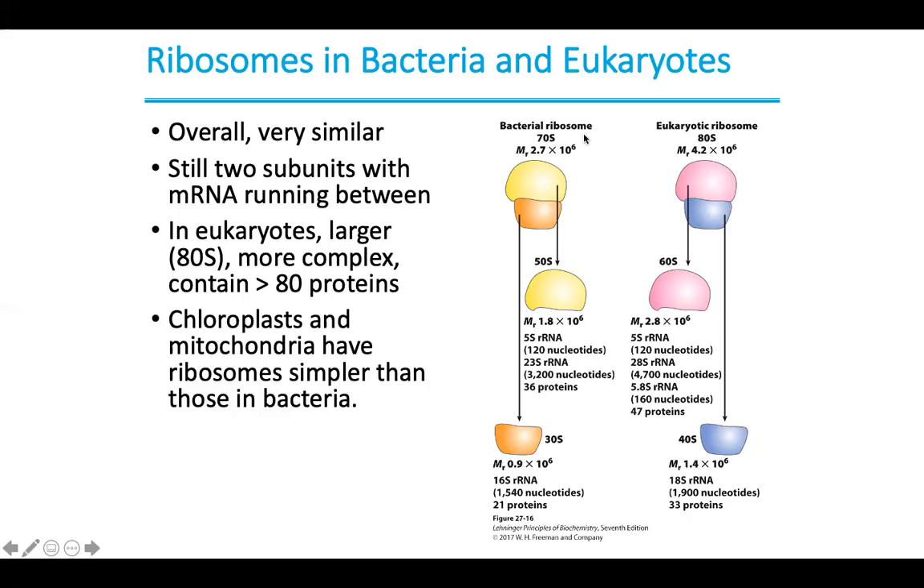Now, the bacterial ribosome is made up of the 50S and 30S subunits, while the eukaryotic ribosome is made up of the 60S and 40S subunits. My assignment for you is: what's the reason why if you add 50 plus 30, it's not 80, but it's 70? In eukaryotes, you have the 60 and 40 subunits, and the entire ribosome is the 80S ribosome. So what's the reason for that discrepancy?